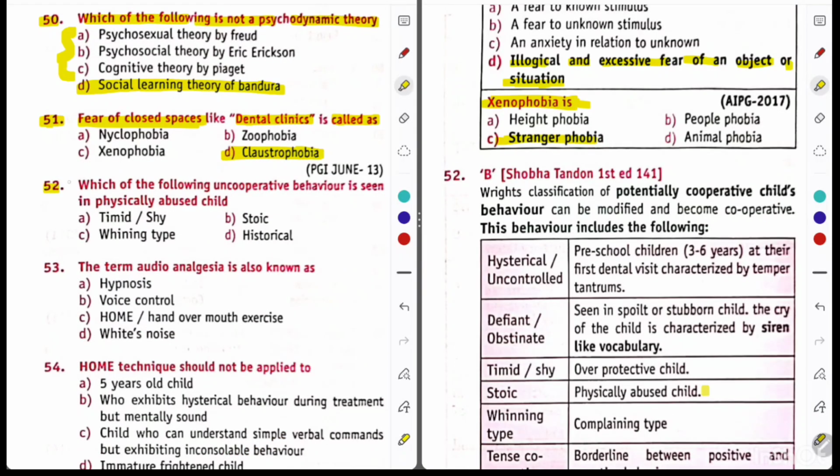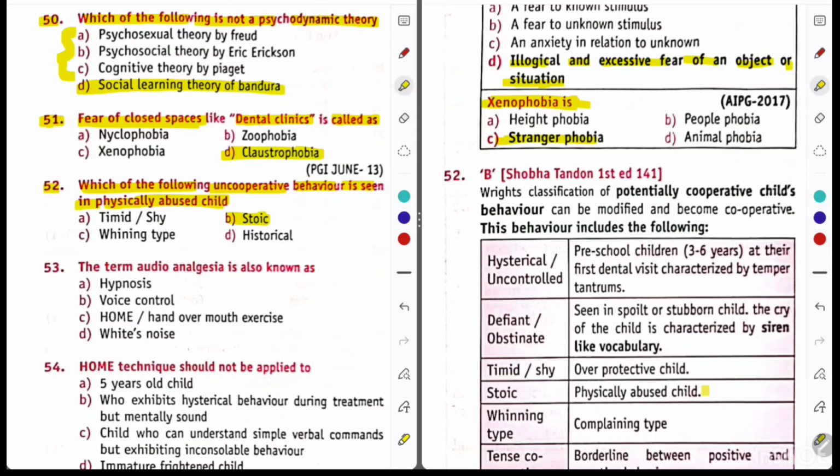Now question 52. Which of the following uncooperative behavior is seen in physically abused child? So the answer is option B, stoic. Stoic behavior is seen in physically abused child.